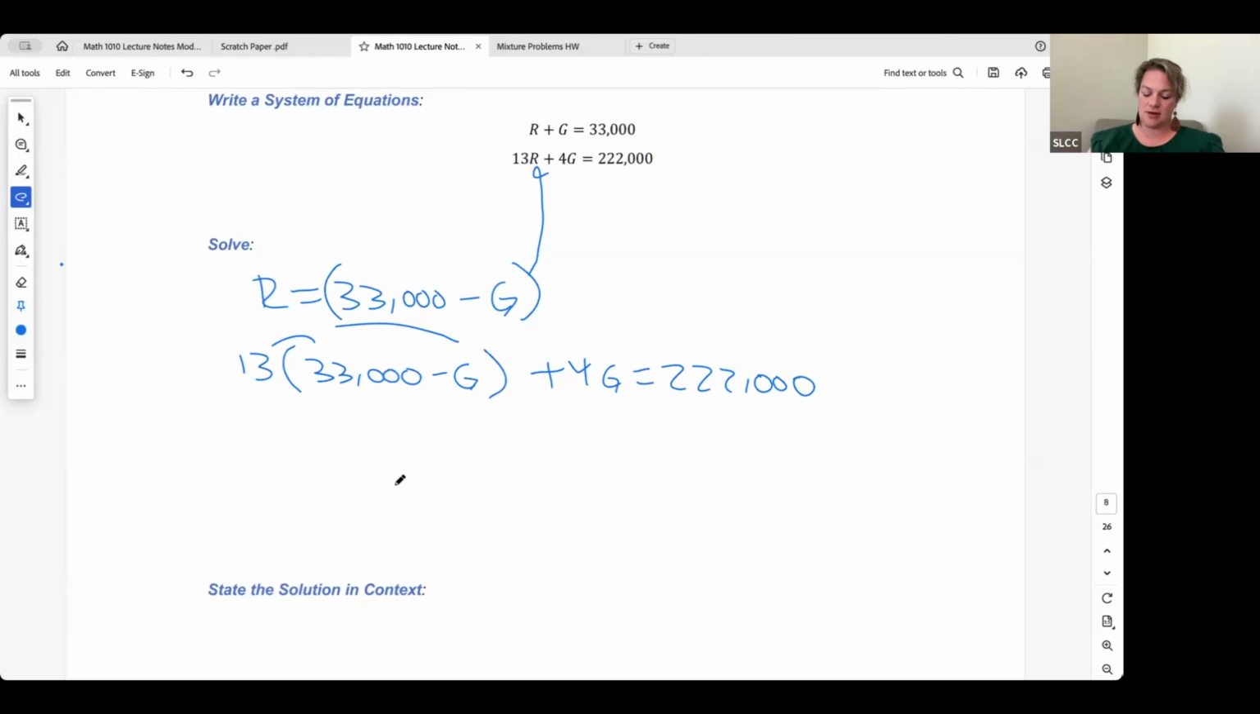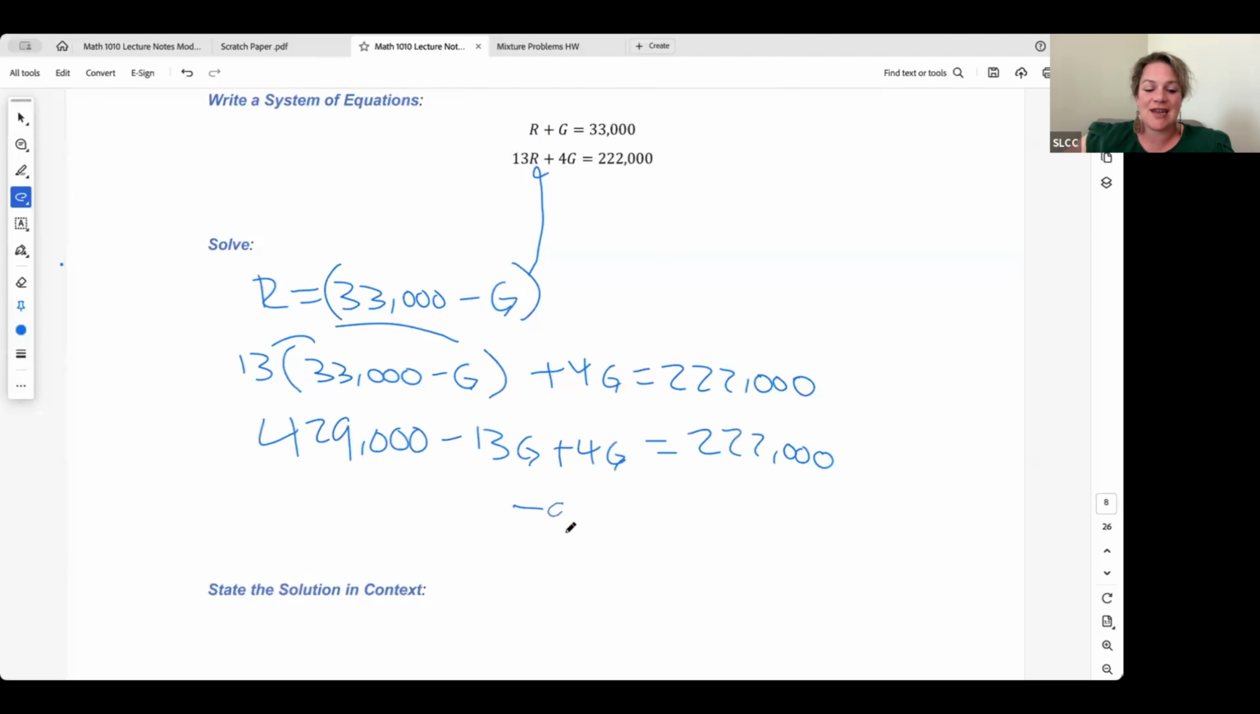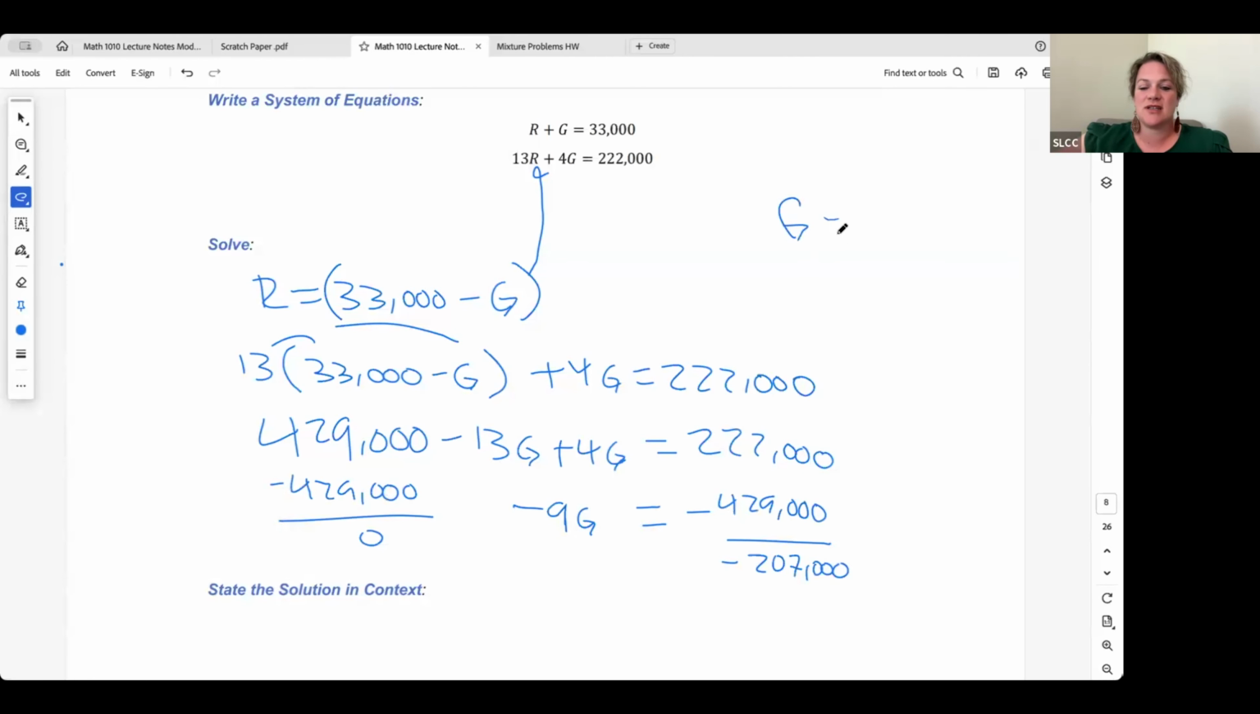Then you can distribute and combine like terms. So 13 times 33,000 is 429,000, minus 13G plus 4G equals 222,000. Combine the like terms, so negative 13 plus 4, negative 9G, and then you would subtract the 429,000 from both sides. This would be negative 207,000, and now I can divide by the negative 9. So I see that the general admission tickets would be 23,000.